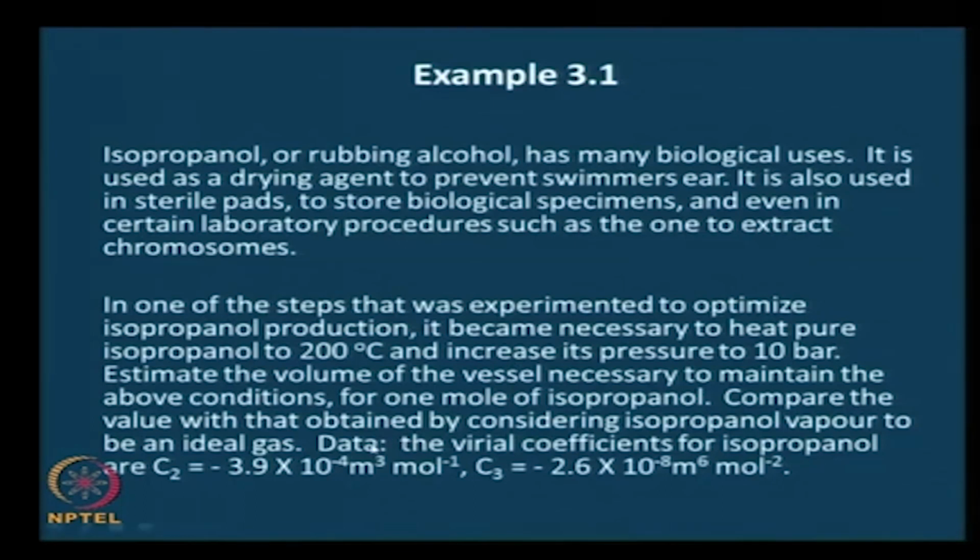And to do that, we will need the virial coefficients for isopropanol. These are available in the appendix of your textbook at the back. For ease, let me present it here itself. C2 is, remember, the coefficient in the virial expansion with respect to V. So, C2 equals minus 3.9 into 10 power minus 4 meter cube per mole. C3 is minus 2.6 into 10 power minus 8 meter to the power 6 per mole squared.